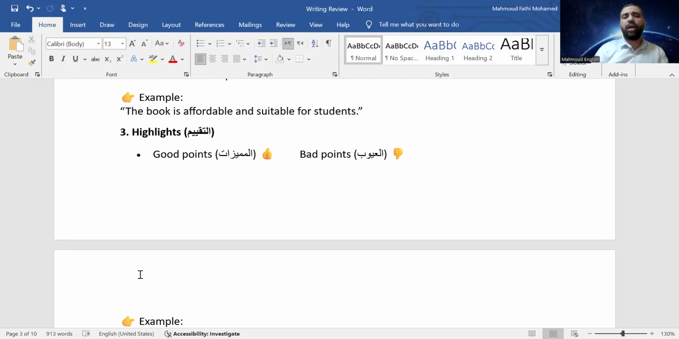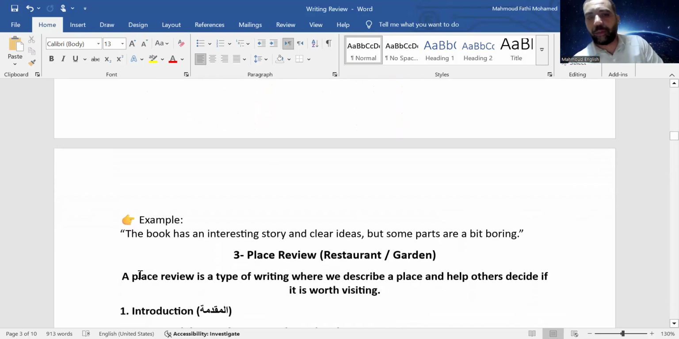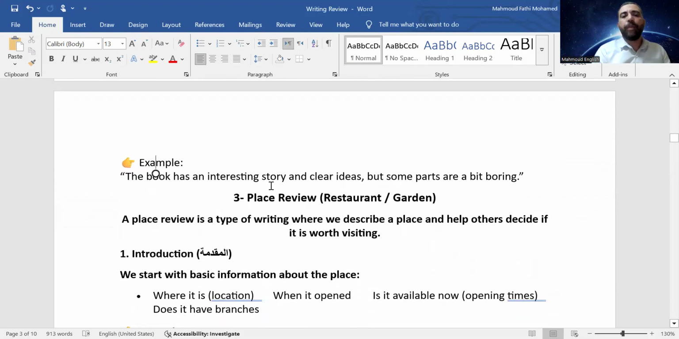And at the end you highlight it. You tell me the good points and the bad points. For example, it is good and everything, but I think he should make it more pages or less pages, or make it more clear, or have another part of it, or I don't like it, and then you can grade it. So you can give me, for example, 3 out of 5 or 3.5 and so on. And here we have an example about this one. The book has an interesting story and clear ideas, but some parts are a bit boring. It's your opinion about the plot.